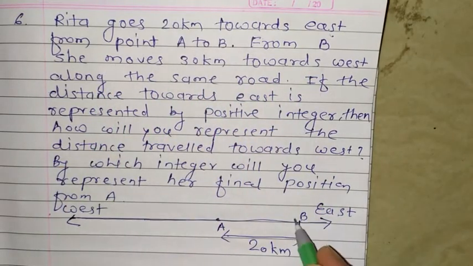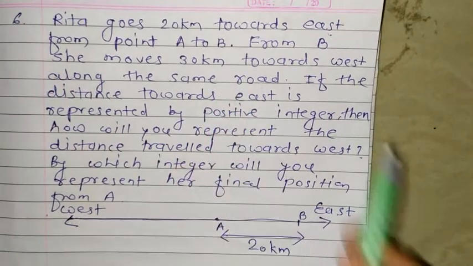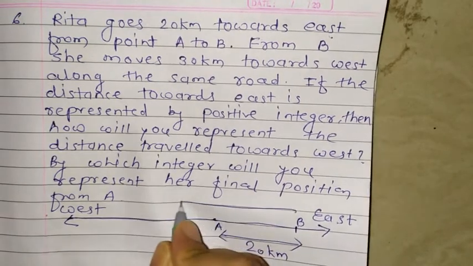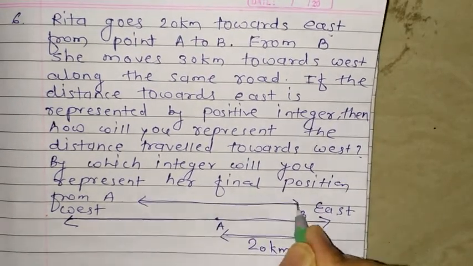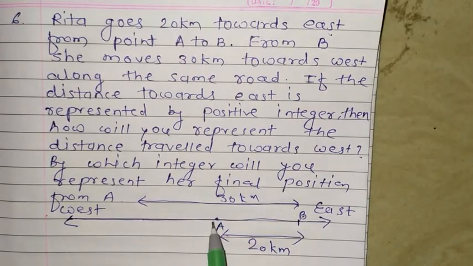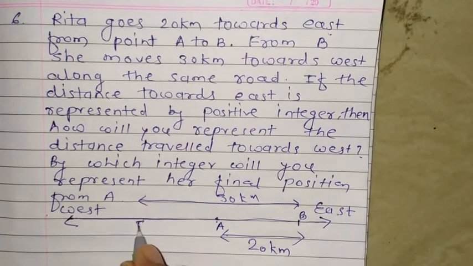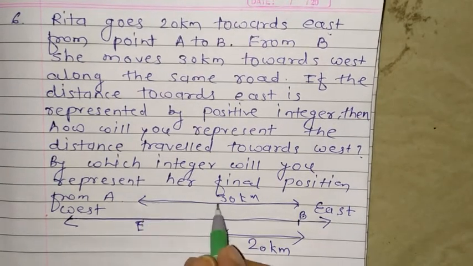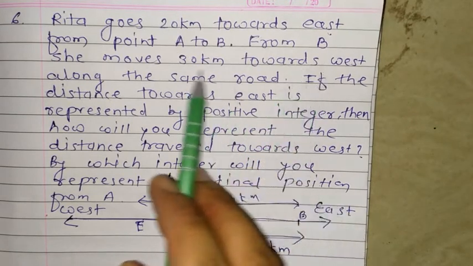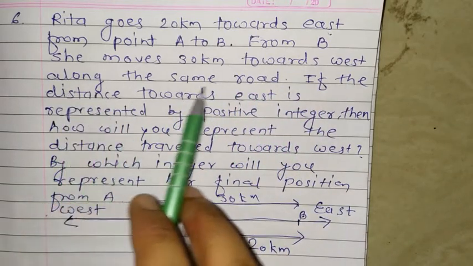Then from point B she moves 30 kilometers toward west. How many kilometers? 30, which means from here to here is 20. Then here we are taking point E. So this one is 10, very simple. Then from B she moves 30 kilometers toward west along the same road.